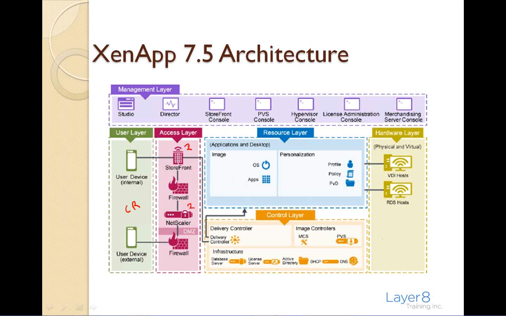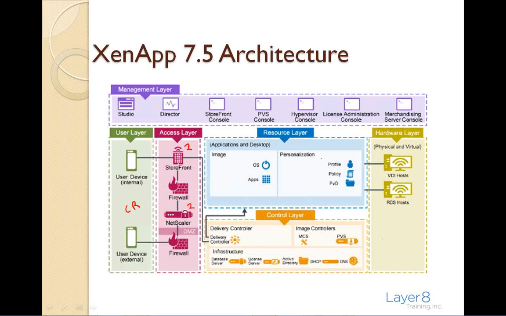Then we have our control layer inside the environment where we have our delivery controller, where the delivery controller is going to broker connections into multiple servers on your system, as well as our other infrastructure. And then the resource layer, which deals with what resources. Are we dealing with server operating systems for a desktop for giving to our users? We still have that capability. And do we have the ability to publish out applications for our users? So these are the resource layer.